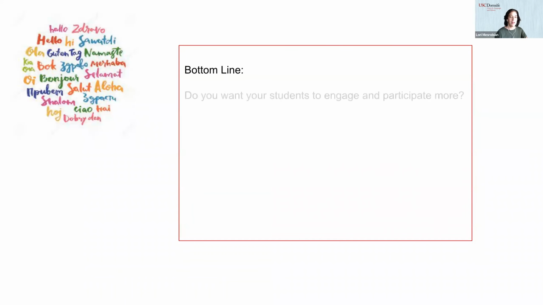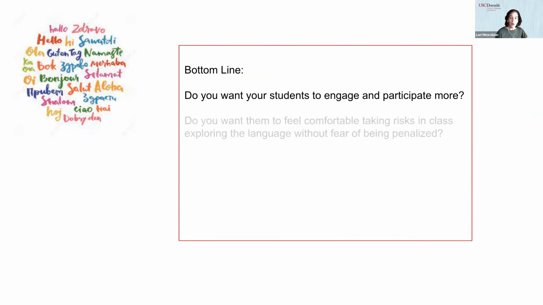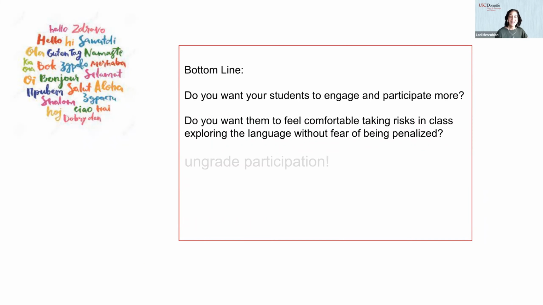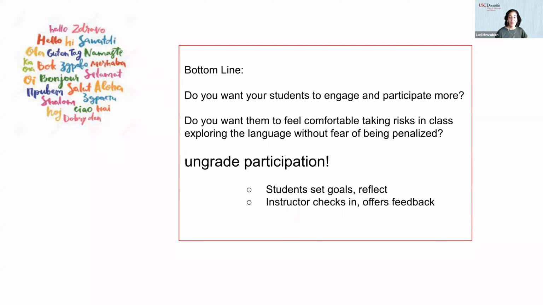So the bottom line: do you want your students to engage and participate more in class? Do you want them to feel more comfortable taking risks, exploring with the language without fear of being penalized? Then ungrade participation. Have students set goals, reflect at various points throughout the semester. And as the instructor, check in with your students and offer feedback on their reflections.